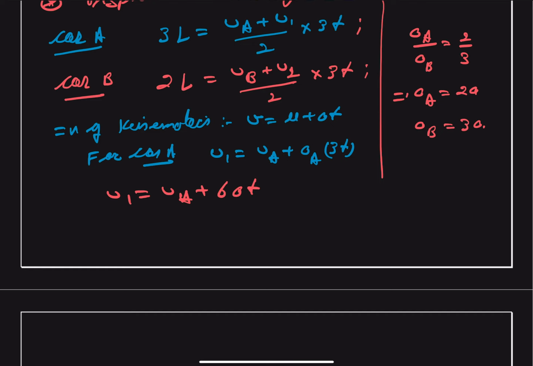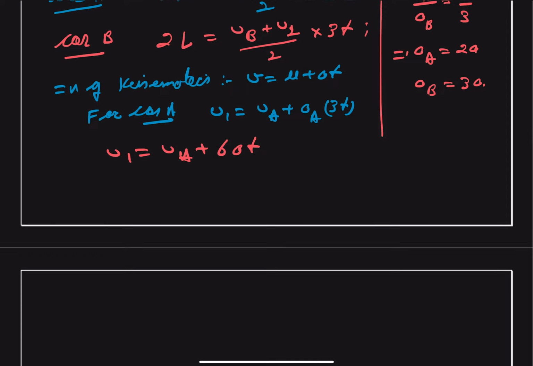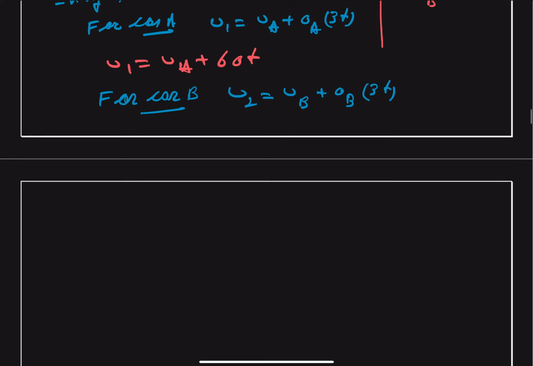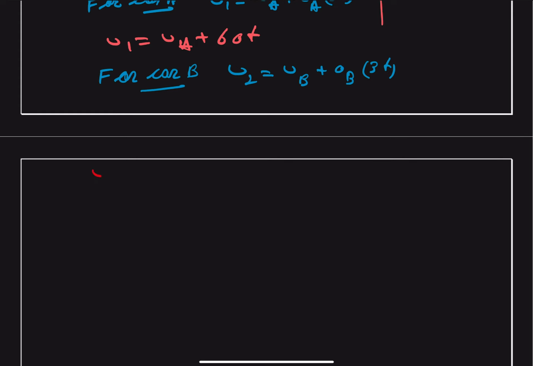Similarly, we can write for car B also. For car B, the velocity V2 is equal to VB plus acceleration of B times time, and time is also 3T. We substitute the value, and we get V2 = VB + 9AT. So this is another equation for the kinematics.